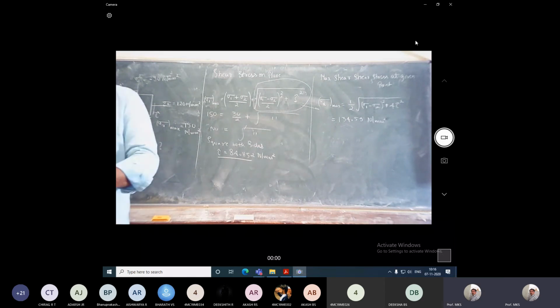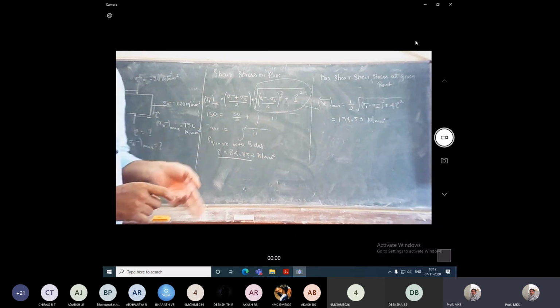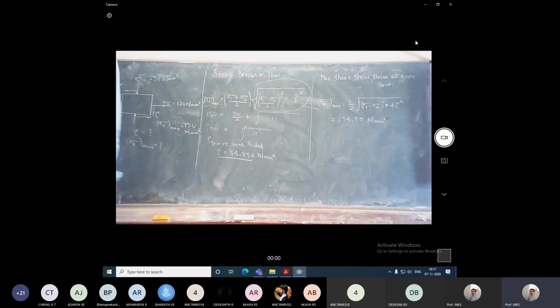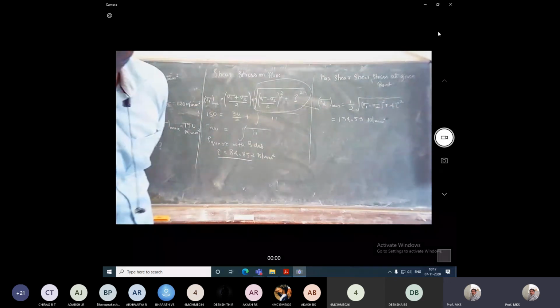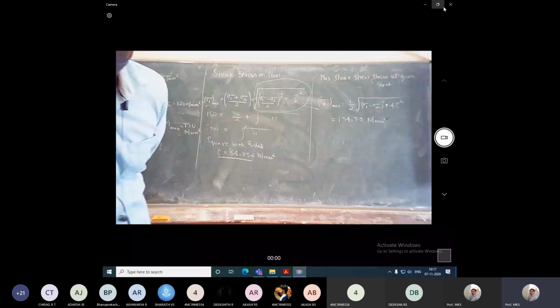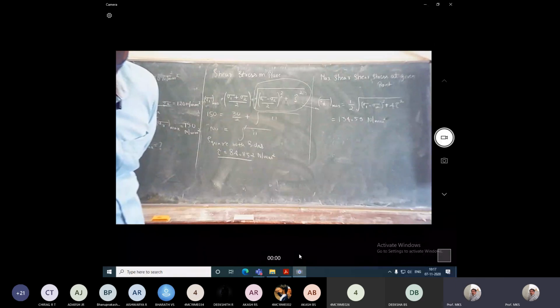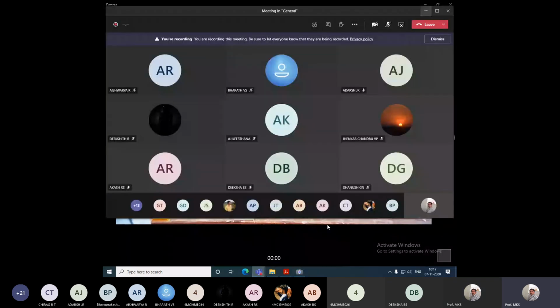Along with the three derivations, that one shear stress derivation, and these four problems, problems 1, 2, 3, 4, have to be submitted by today. Post assignment. Okay. The internals will be in the next week.